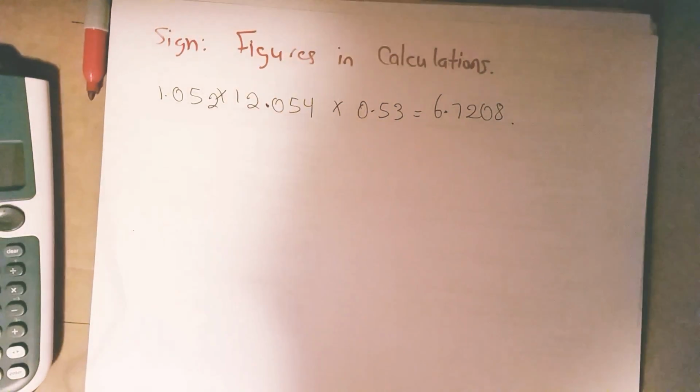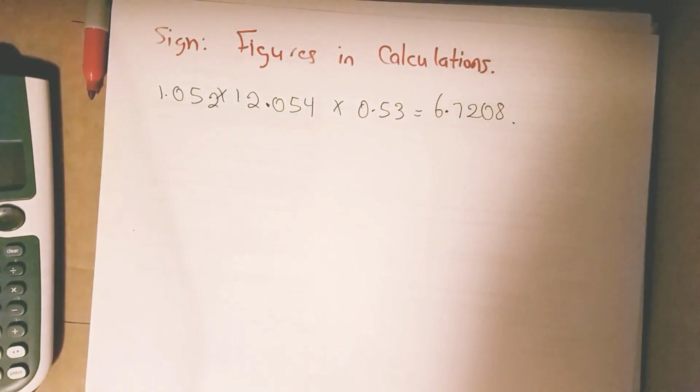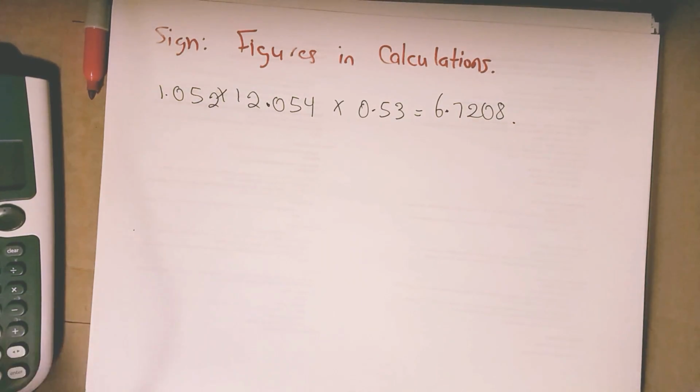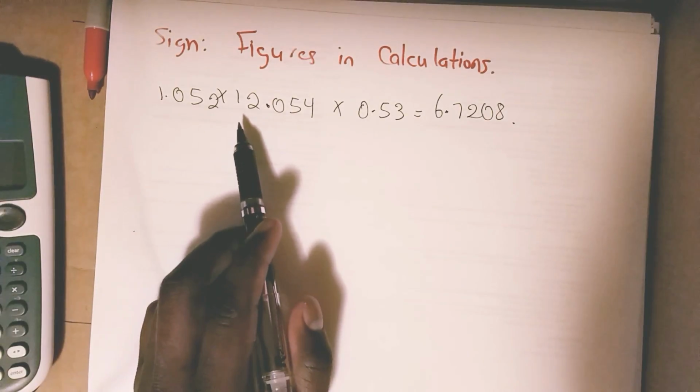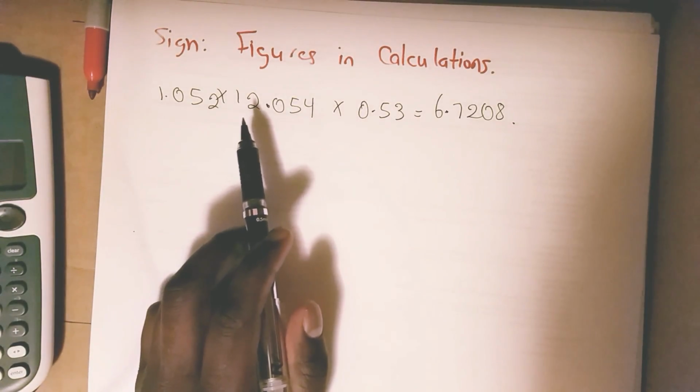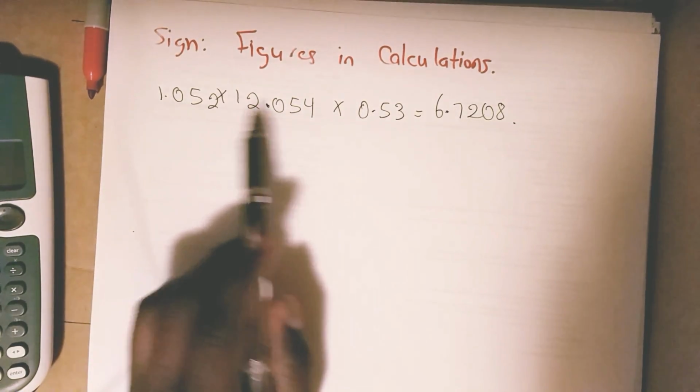So significant figures. When you multiply with significant figures, you have to check the amount of significant figures in each one and you take the least amount.